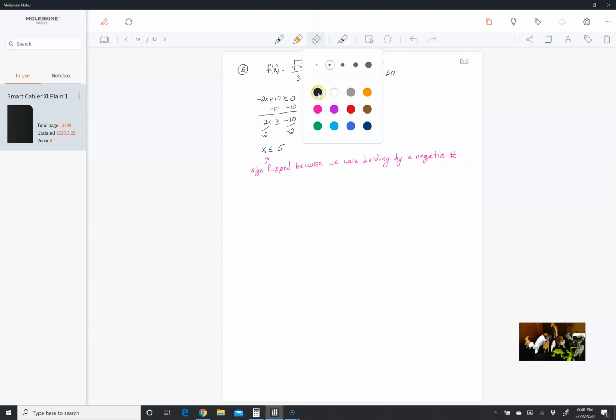So then let's take the 3x minus 9 and solve. So we have plus 9. 3x is not equal to 9. Divide both sides by 3. X is not equal to 3. So we want to check for redundancy. So x is less than or equal to 5. 3 is less than or equal to 5. So x not equal to 3 is not redundant. We have to include both.